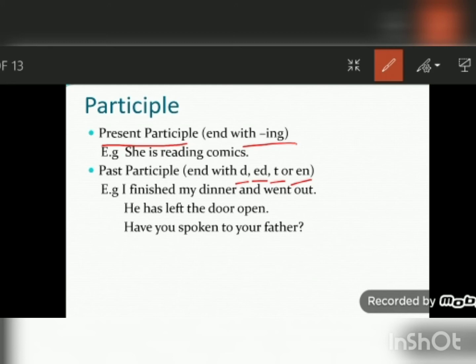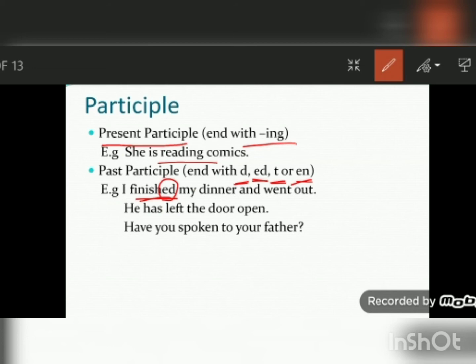Present participle. So she is reading comics. So here reading is participle, present participle form. Next is past participle. In past participle, the verb ends with d, ed, t or en. For example, I finished my dinner and went out. So here finished, the verb that is ended with ed. So this is past participle form of the verb.